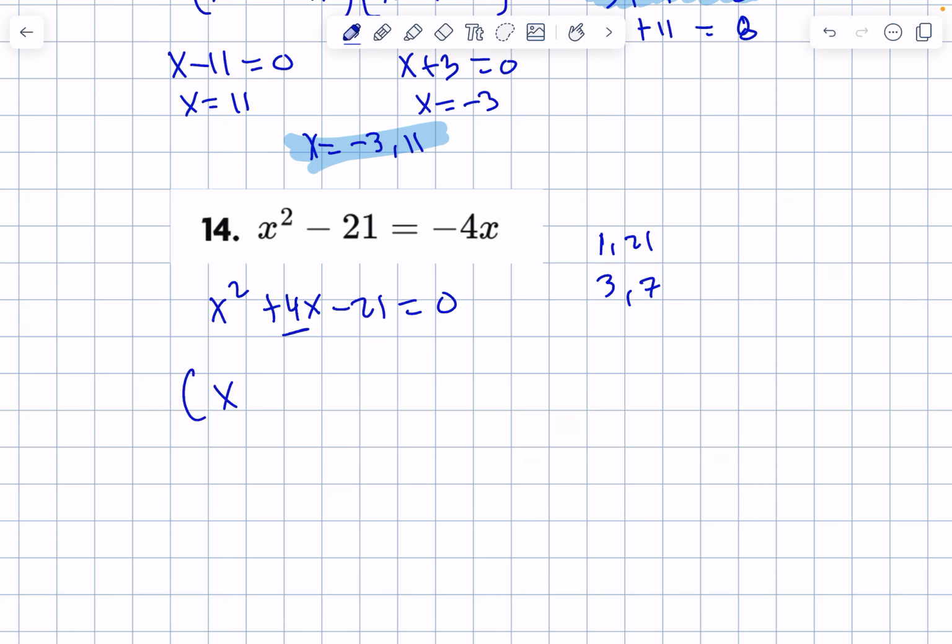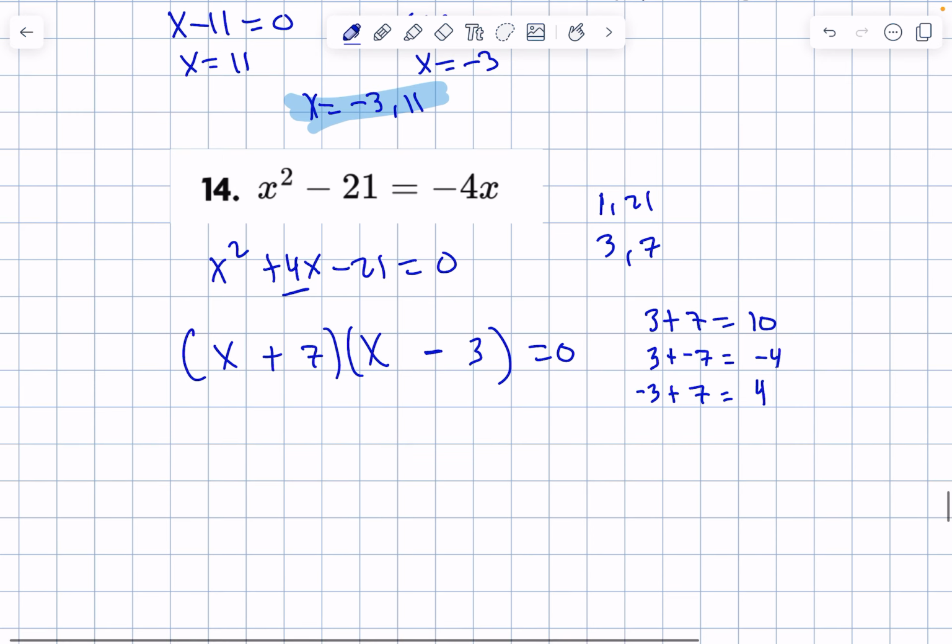So here I'm going to have x here, x here, and I want to have a plus and a minus, right? So there has to be a plus and a minus, and they have to add up to 4. So then 3 plus 7 is equal to 10. 3 plus -7 is -4. And -3 plus 7 is +4. So then it has to be (x plus 7)(x minus 3) equals 0.